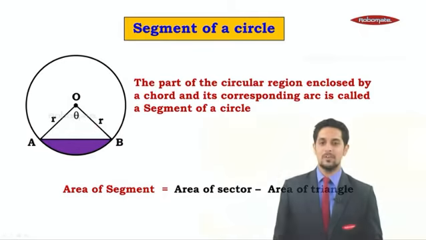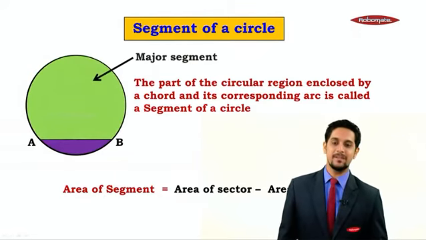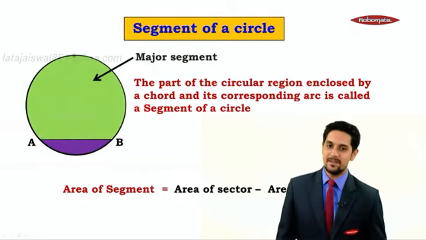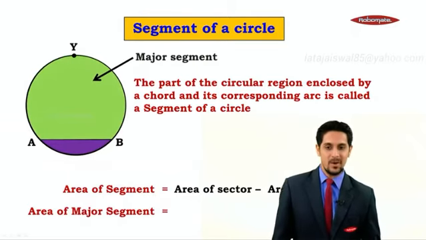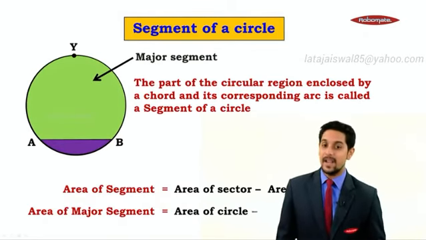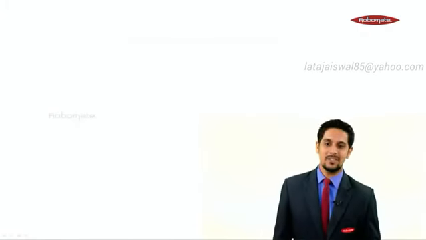So the formula to find the area of the segment is equal to area of sector minus area of the triangle. Now students, observe this segment, that is the major segment. How do we find its area? Yes, it is very simple. The area of the major segment is equal to the area of the entire circle minus the area of the minor segment. Students, these two formulae are very important. Now let us understand the sum based on these two formulae.